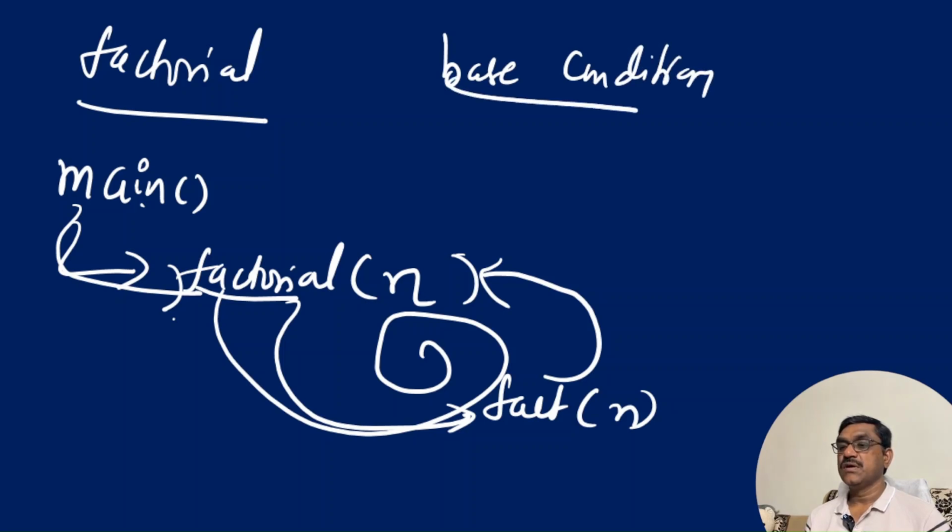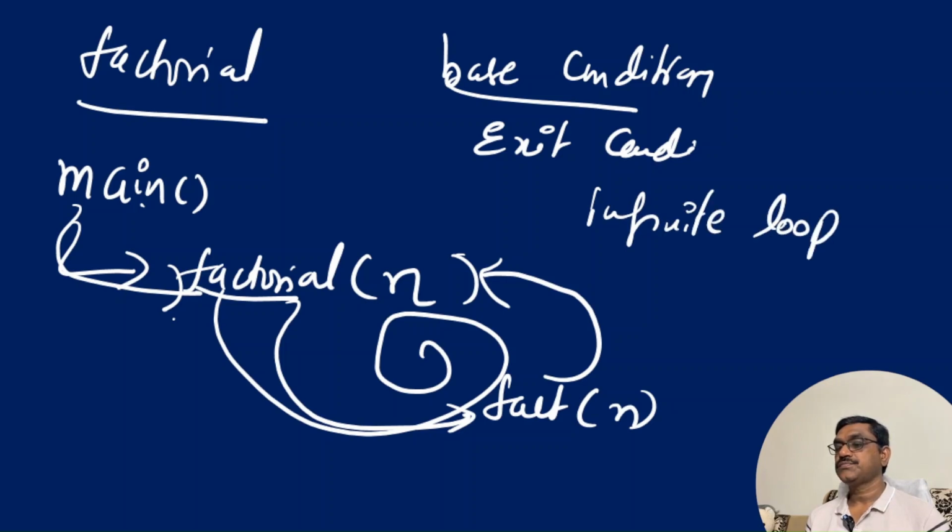Base condition, or we call it the exit condition. If there is no exit condition, we are going to get infinite looping, or an infinite loop. Repetition is called a loop, right? So for that, we have to use the base condition. So let us see the examples.